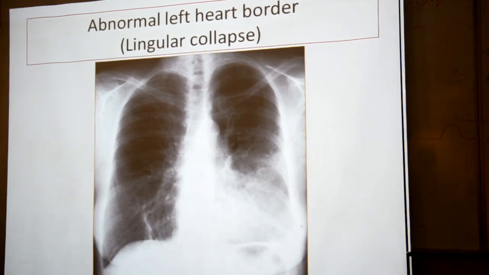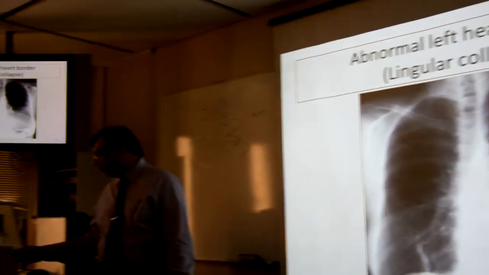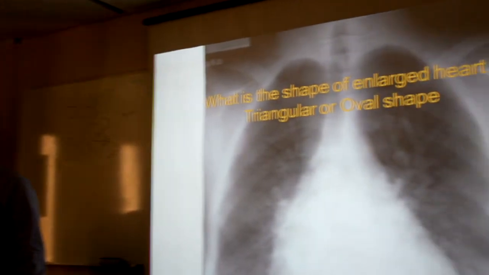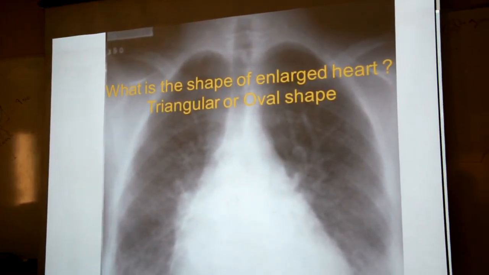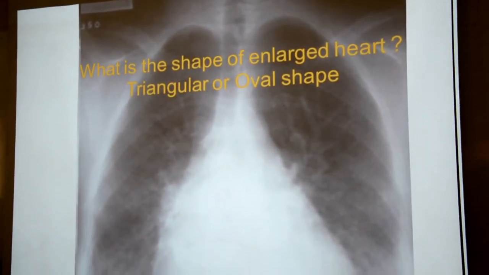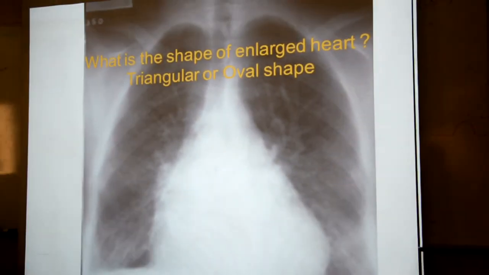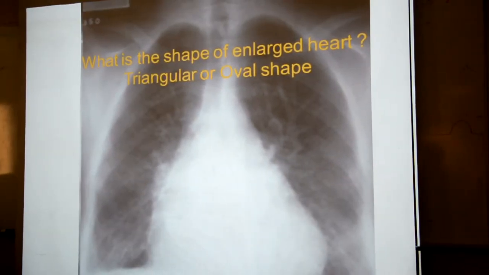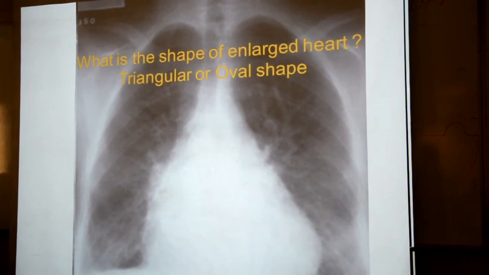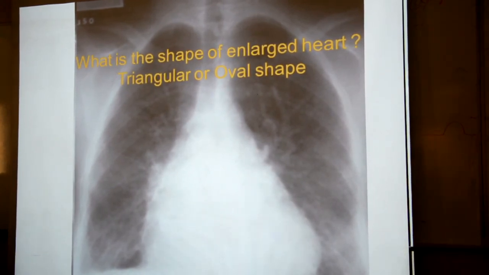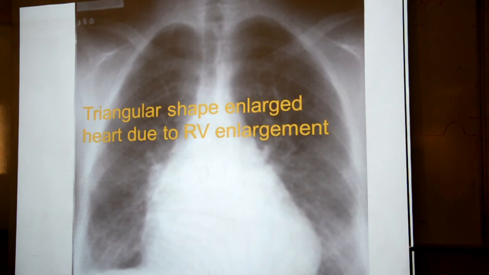Lingular segments of the left upper lobe. Okay, lingular segments are the counterparts of the middle lobe, because there is no middle lobe on the left side. Okay. Can we judge the shape of the heart so that we can have some idea? Is it triangular looking or is it oval looking? Triangular. It's looking much more like a triangular shape.